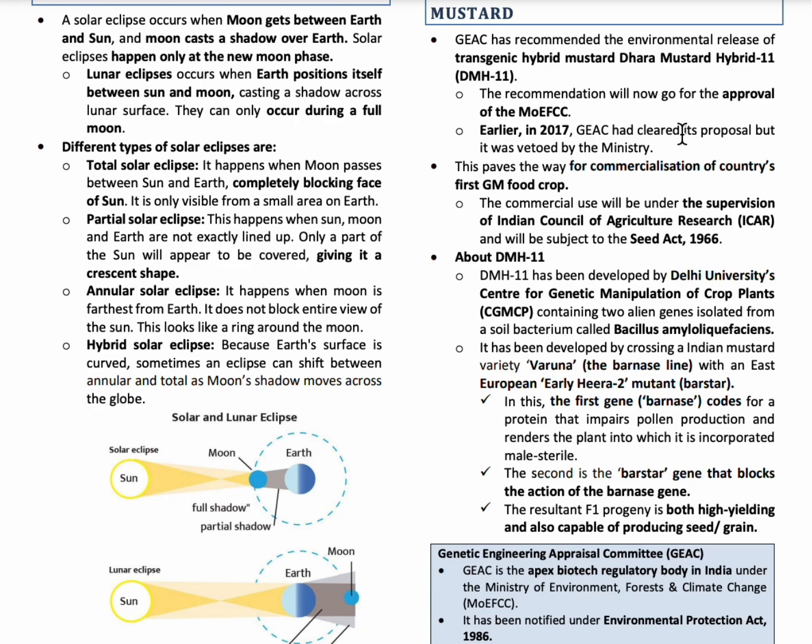So in this type, the solar eclipse looks like a ring around the moon. The next type is hybrid solar eclipse. So a solar eclipse can shift between annular and total solar eclipse as the Earth's surface is curved. So that type of solar eclipse is called a hybrid solar eclipse.